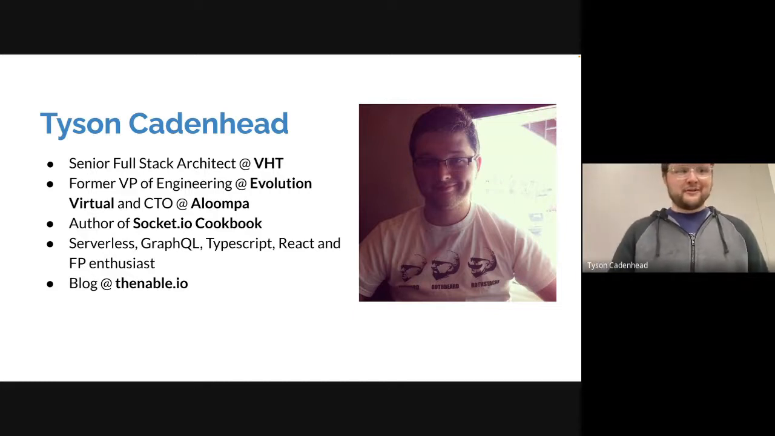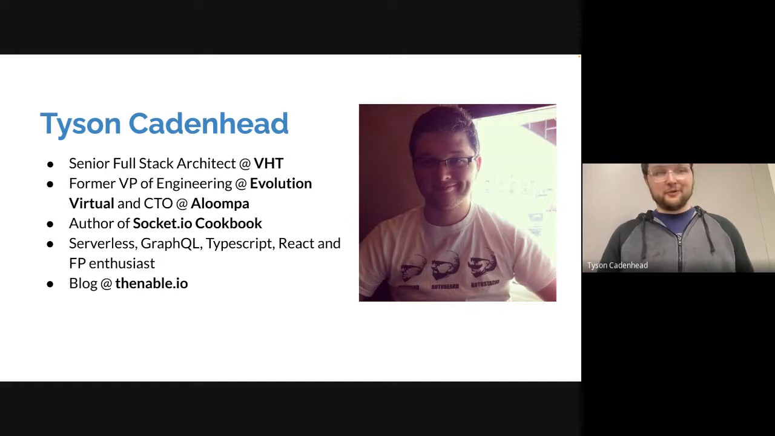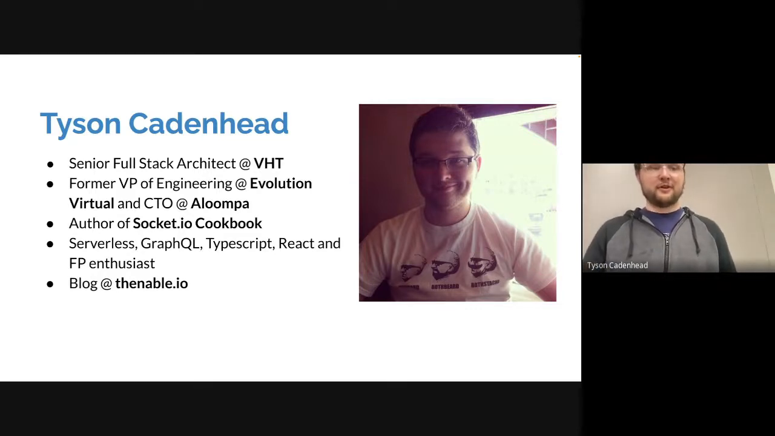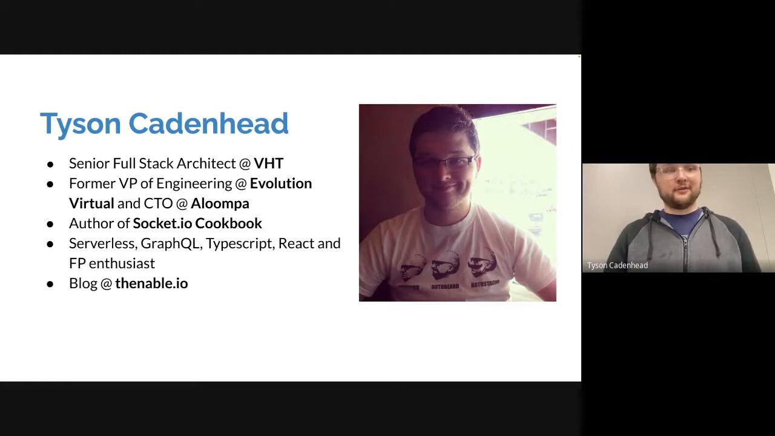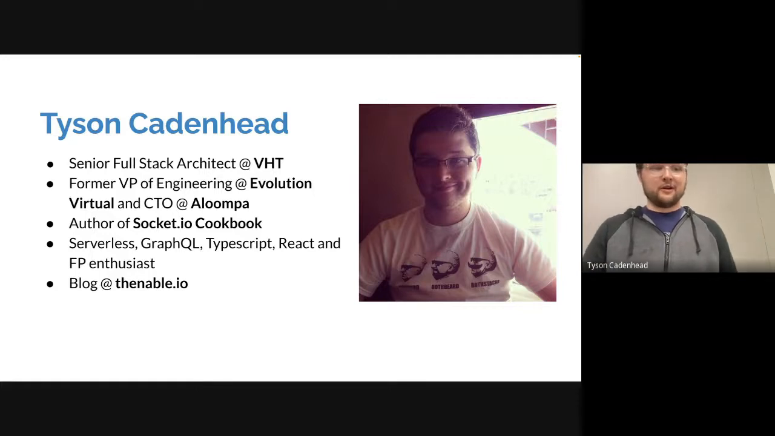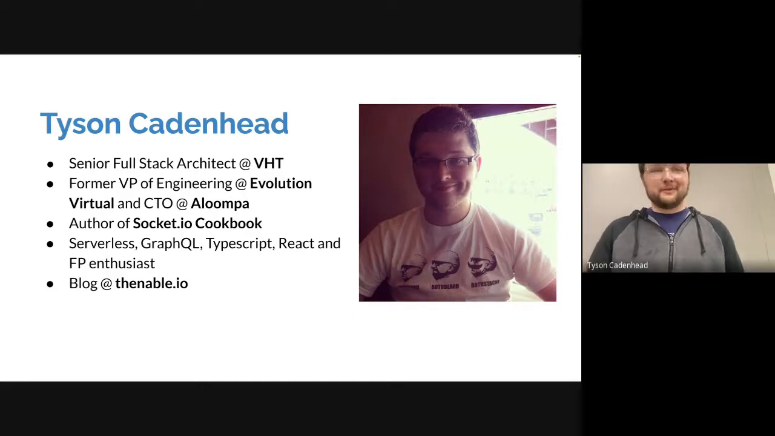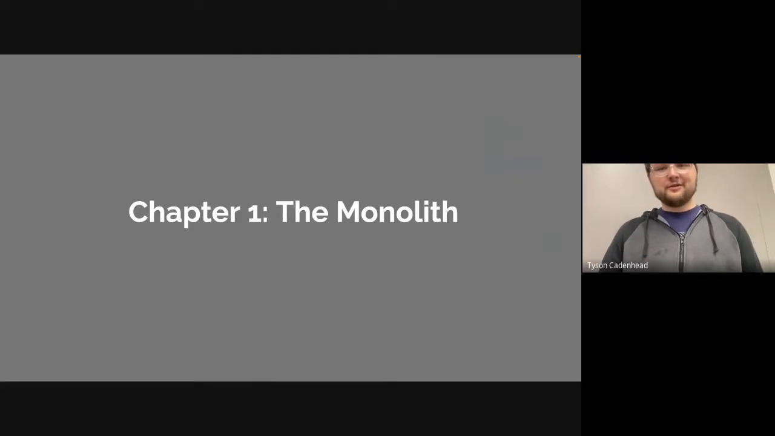And then before that, I was the VP of engineering at Evolution Virtual, following in the great footsteps of John Keller here. And before that, I was the CTO at Olympia, where I led the team there. And so I've also written a book, the Socket.io Cookbook, and I am a big enthusiast of serverless, GraphQL, TypeScript, React, and functional programming. I have a blog at Venable.io where I write infrequently, but I always plan on writing more than I do. But time gets away from you. So let's jump right in.